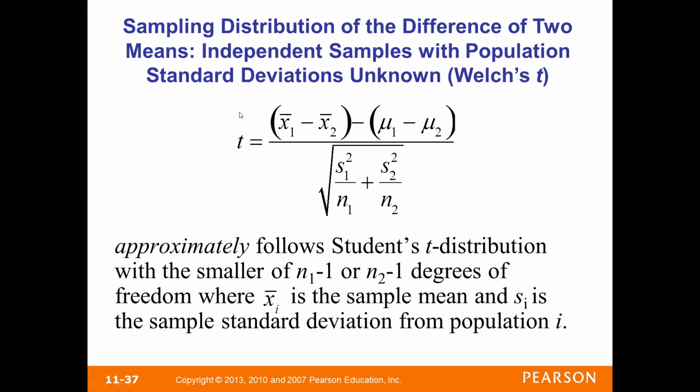So the process that we're going to go through here is going to be exactly the same as the one sample mean test that we did before and the dependent samples that we did previously as well. The new thing that's going to happen here is how we calculate our test statistic. We will have a different formula for the test statistic.